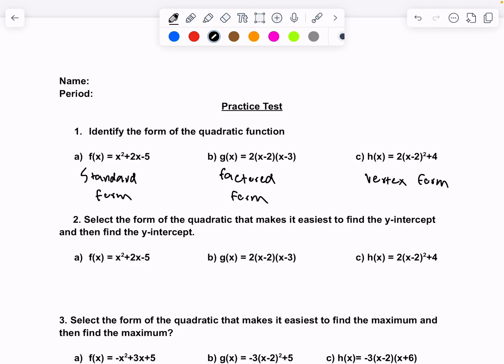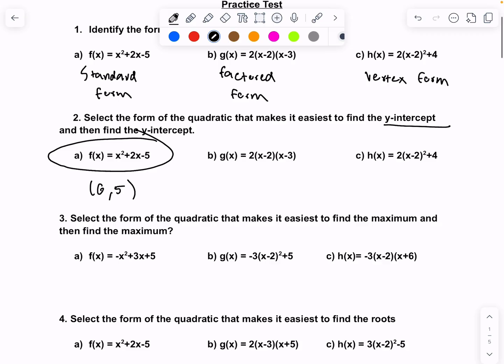So the first one, they're asking me to find the y-intercept. What form is it easier to tell the y-intercept? And that's standard form, right? The y-intercept is just the third term, C. So the y-intercept, just looking at this, is 0, 5.